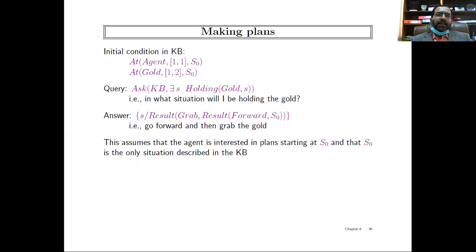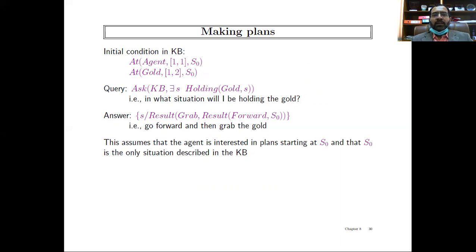Let's suppose you can see in the given slide that you have a query that asks the KB. What is the query to the knowledge base? That there exists X, S, holding gold, S. That is, in what situation will I be holding the gold? That is the representation in the form of an FOL query. The answer is yes: given S, the result is grab, result forward, S naught. Go forward and then grab the gold. So that is something which is represented to complete that particular statement.